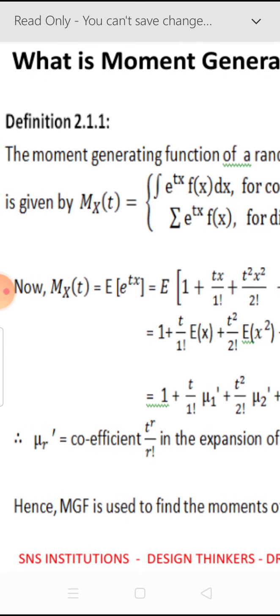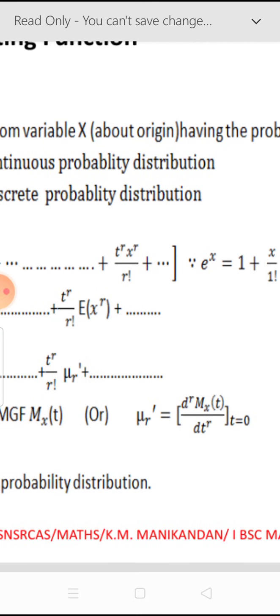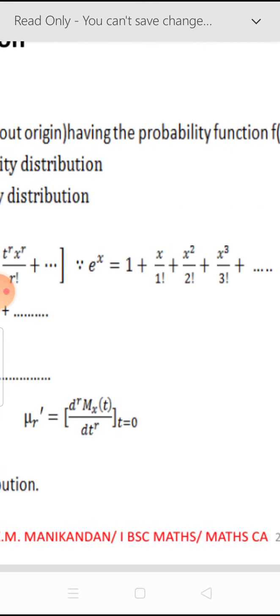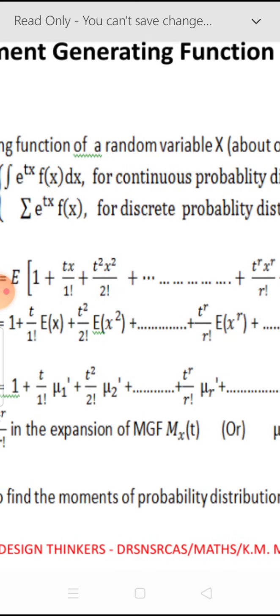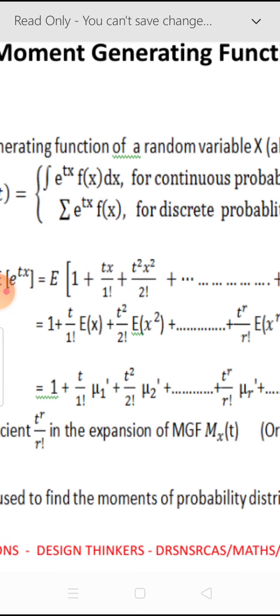Next we find the moment generating function Mx of t. In general, Mx of t is defined as the expectation of e power tx. Now we know e power x from the lower classes. We have already seen that the value of e power x is 1 plus x by 1 factorial plus x square by 2 factorial plus x cube by 3 factorial, etc. Here we are finding the value of e power tx, so instead of x we substitute tx in the formula.